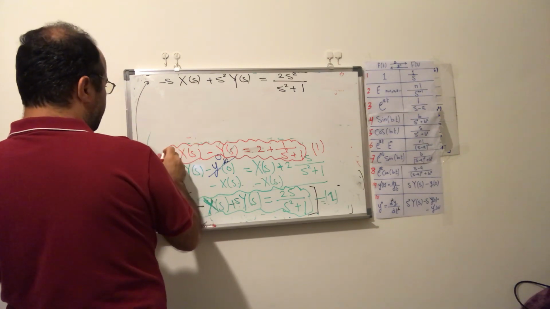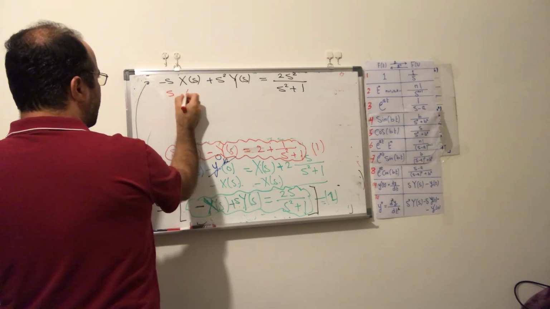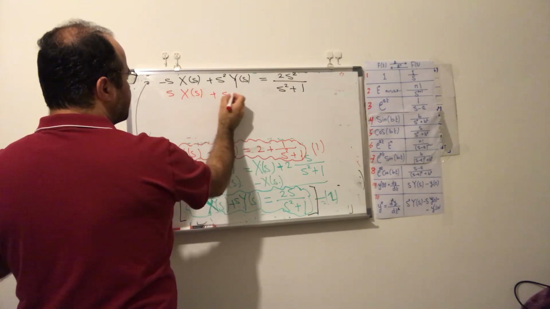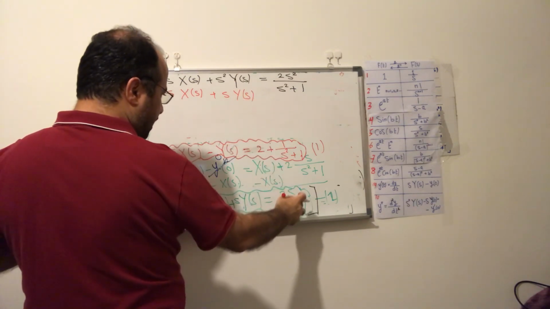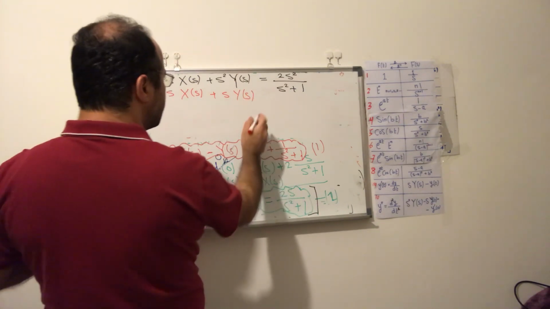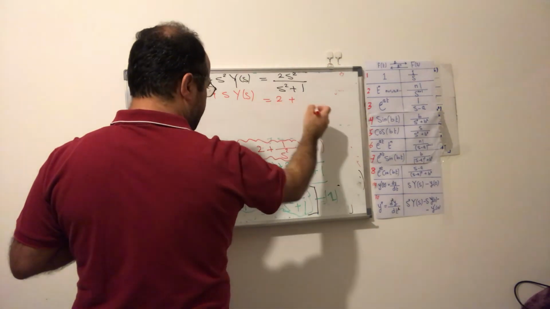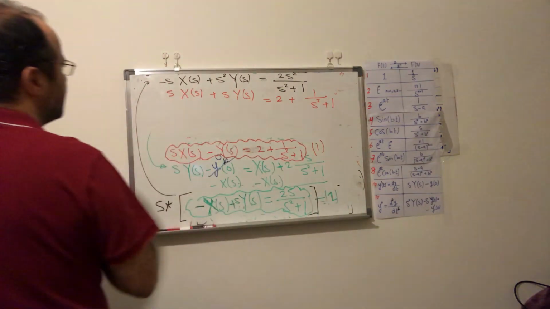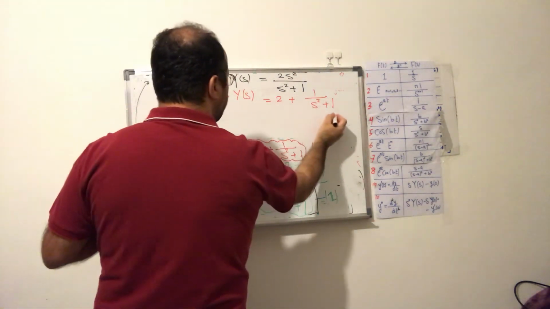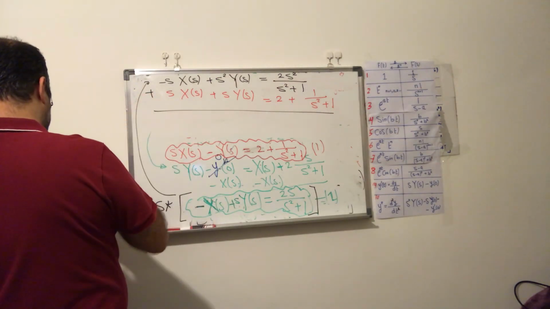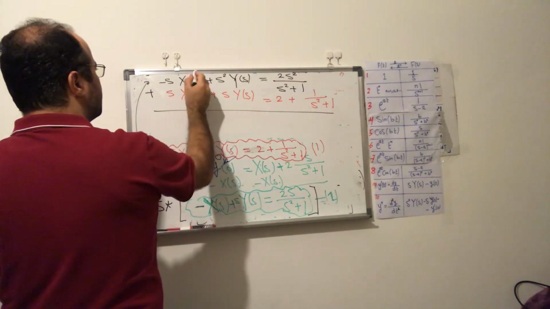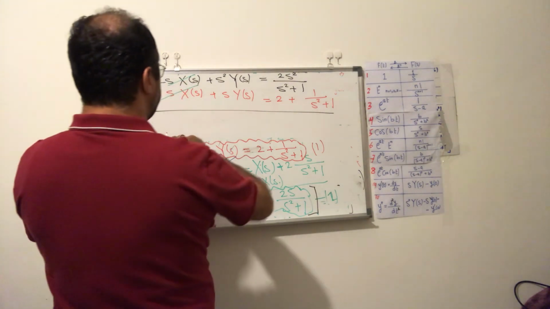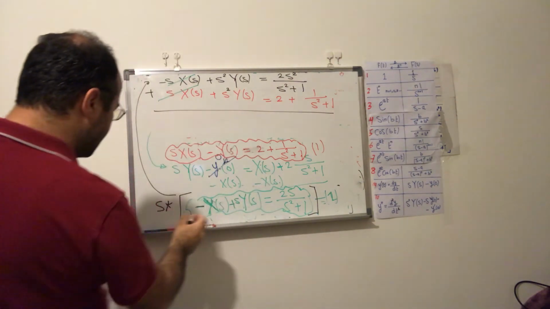And now I'm writing the second one, which is this one. I will keep this red here. So I have X(s), and then here we have that s Y(s). And on the other side we have that thing, which is 2 plus 1 over s squared plus 1. Good? Now adding these two together, then it is clear that these two will cancel each other. Yeah? So I'm multiplying with s, I'm getting s squared, right?